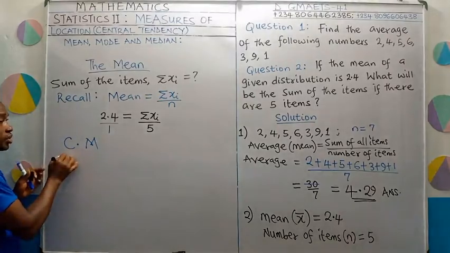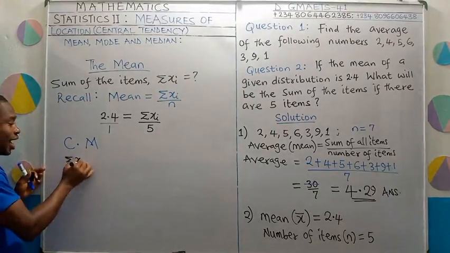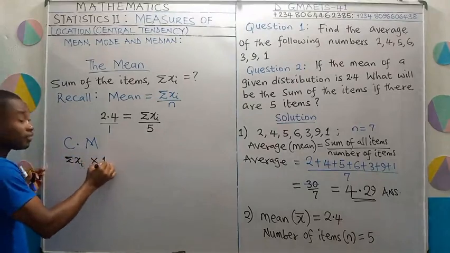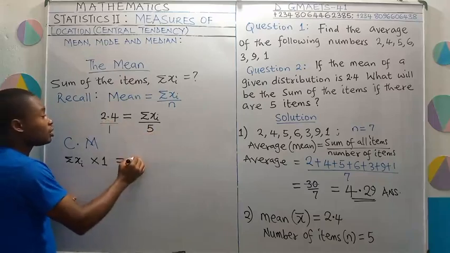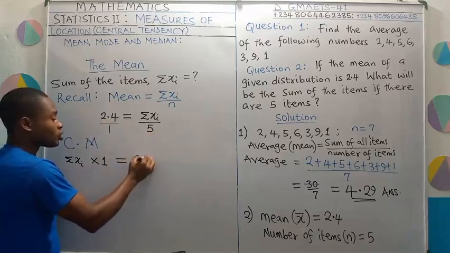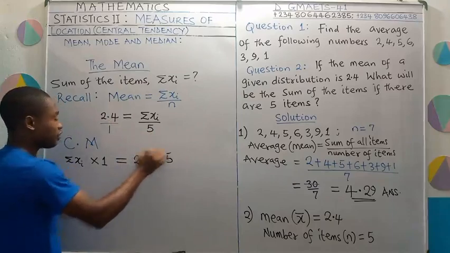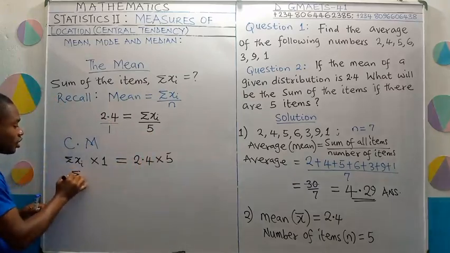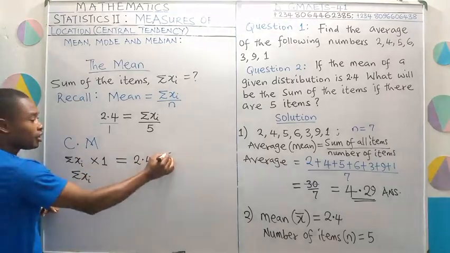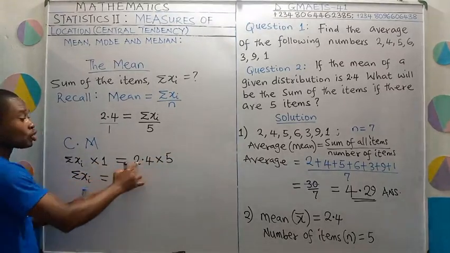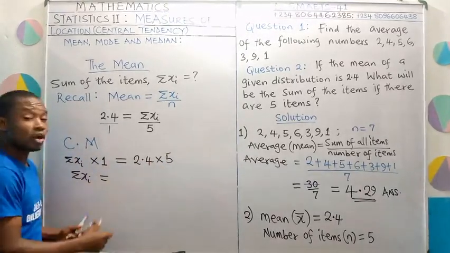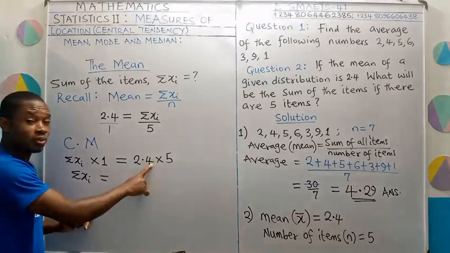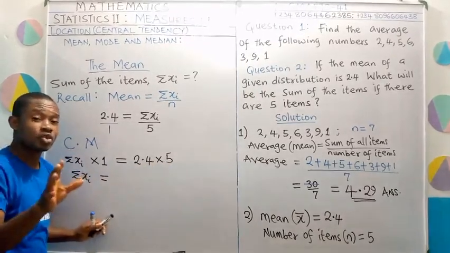So this is going to be summation xi times 1. Of course, anything times 1 is that thing. Equal to 5 times 2.4, which is the same as 2.4 times 5. So that this will give us summation xi times 1 is summation xi, then 2.4 times 5. Let's multiply it and see. How do we do this multiplication? We use 5 to multiply this 4. 5 times 4 will give us 20.